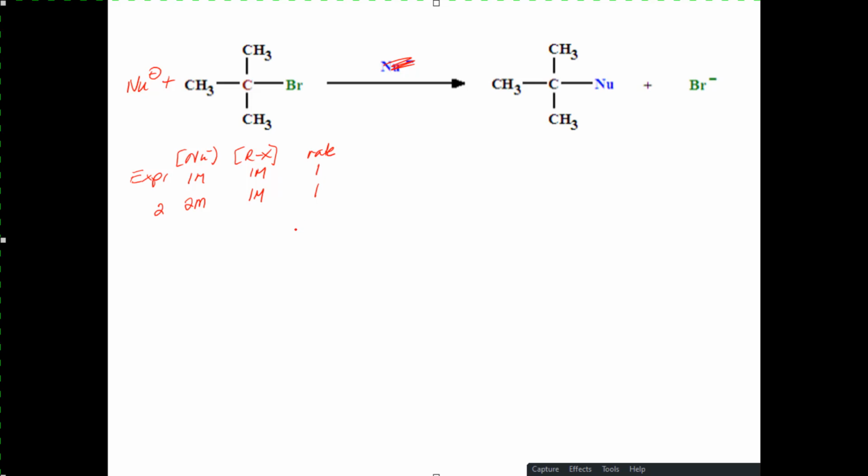So we might go back and reproduce that experiment. We might go to experiment 3 and say, let's go to 3 molar, and we still get a rate of 1. Then we'd say, okay, let's keep the concentration of the nucleophile at 1 molar and go to 2 molar for the alkyl halide, and the rate becomes 2. Then maybe we say, okay, let's go to 3 molar, and we would get the rate to go to 3.